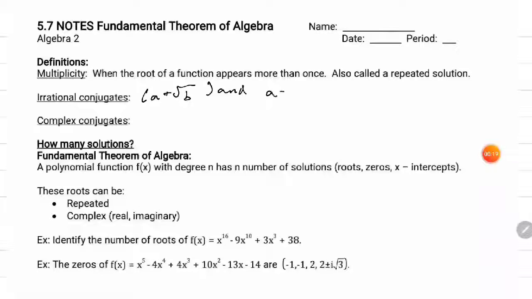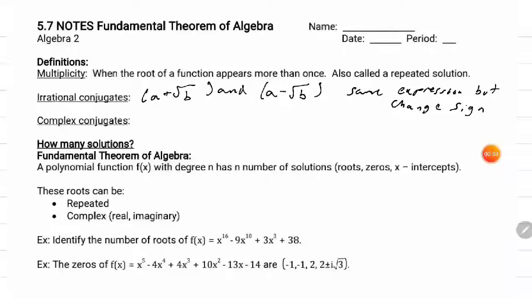Let's look at a few definitions. Multiplicity is when a root of a function appears more than once. It's also called a repeated solution. When you're factoring, you get x minus 1 and x minus 1. That means 1 appeared twice.